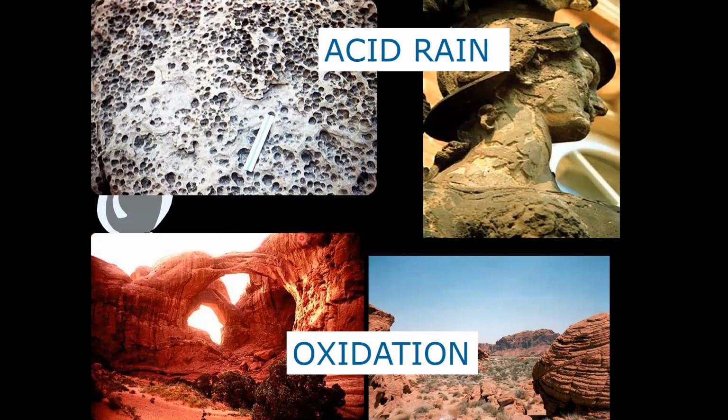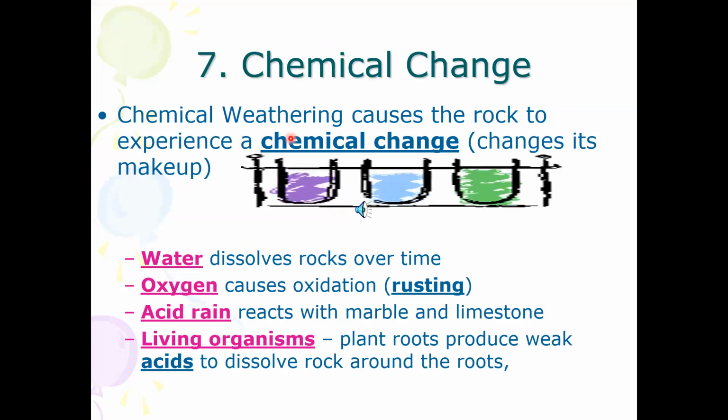And then here's some oxidation. We see lots of oxidation out west. That's why there's a lot of iron in the rock and whatnot. And so we can see that reddish tint to some of those rocks. That's oxygen acting with the metal ores in the rock. Also living organisms, so roots produce weak acids as well that can dissolve rock. So living organisms, in addition to the lichens and stuff like that, are where they're talking about the breakdown, chemical change of rocks.